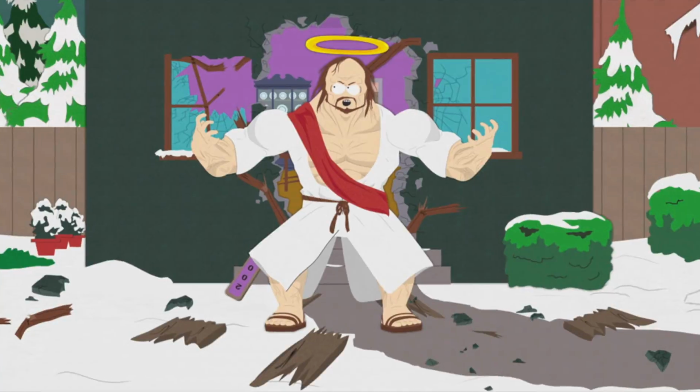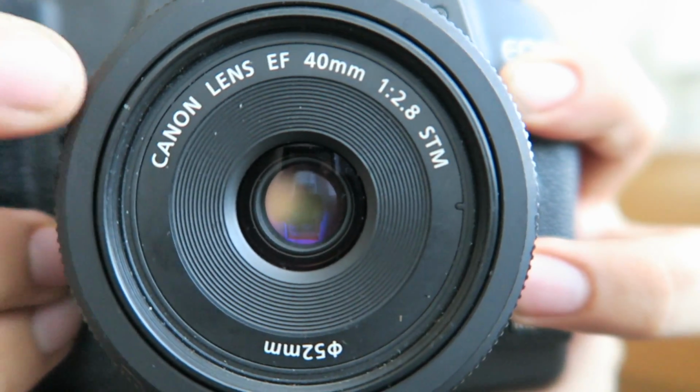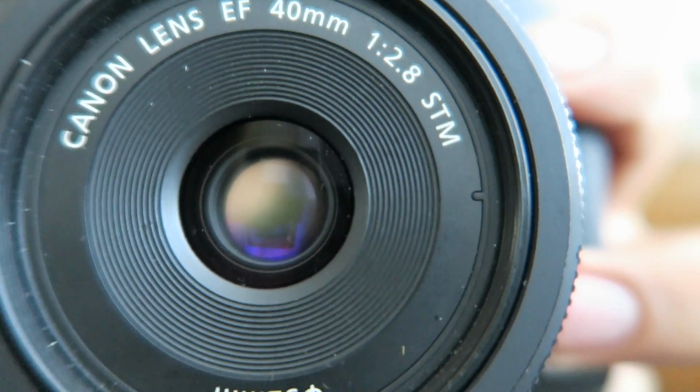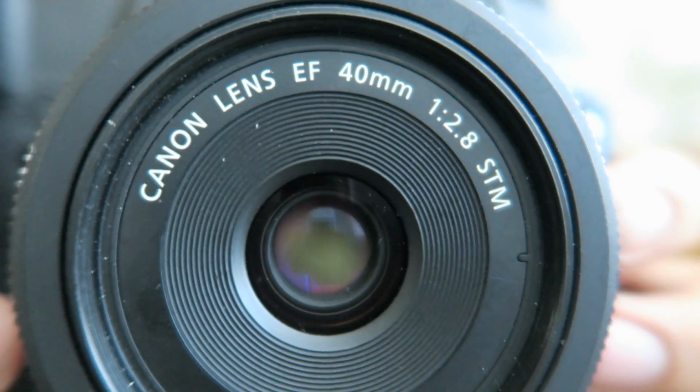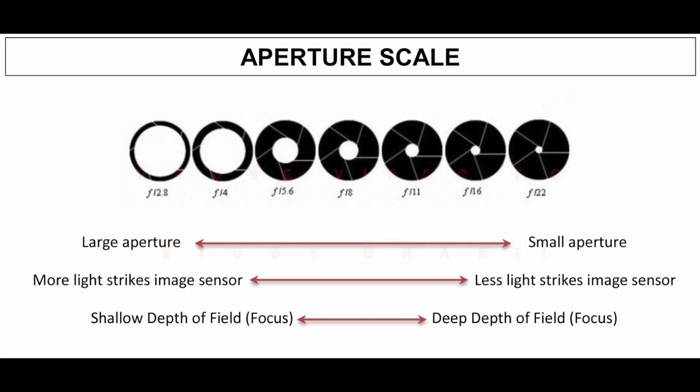And I will show ya. I'm gonna show you a real on-camera demonstration. So this is my lens, this is the 40 millimeter. And as you can see, my lens is open really wide. And that's because it's at an f2.8. At an f-stop of 2.8, that means the lower the number, the more light is gonna be allowed in.